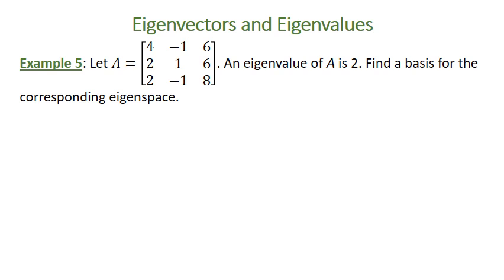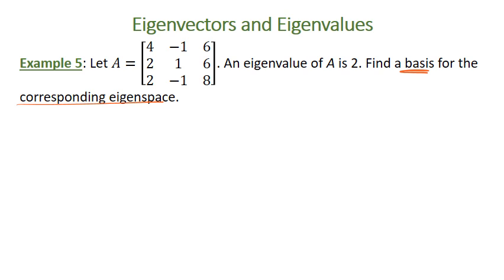Okay, so again, remember that all of these are going to be square matrices. So we have matrix A, and it's telling us that an eigenvalue of A is 2. And we want to find the basis for the corresponding eigenspace. Eigenvalue, eigenspace, eigenvector, I think that's kind of fun to say. So make sure you try saying that out loud from time to time and see if you have fun with it too.